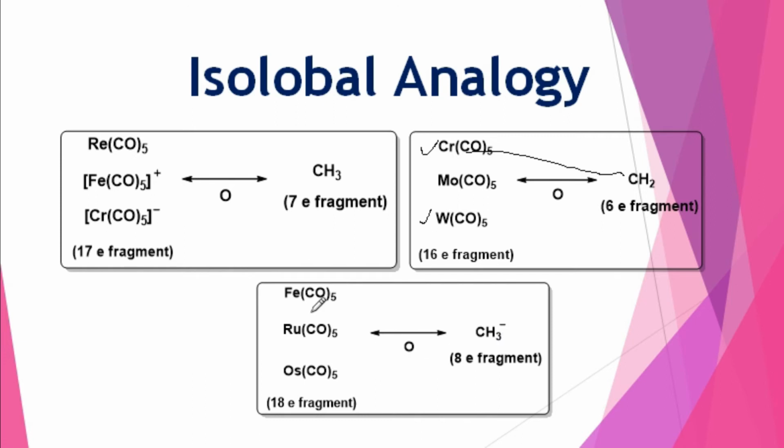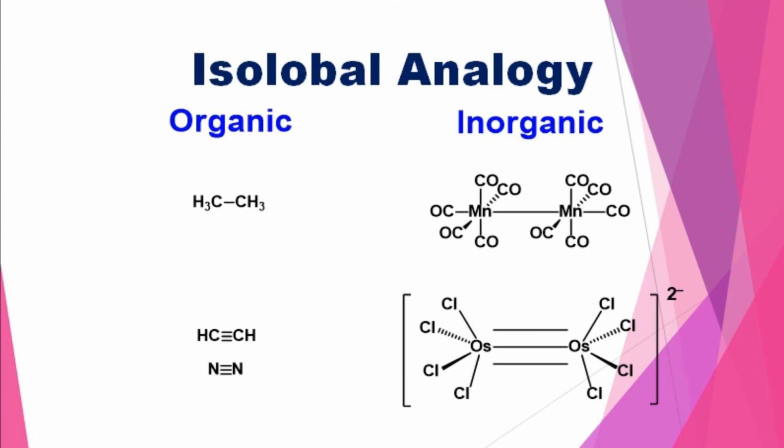So from that perspective, these two fragments are isolobal to each other. So let's move on to some more examples from this organometallic perspective. Here I am showing the structural isolobal analogy perspective. So here you can see that there is a molecule which is Mn2(CO)10 and which is isolobal to ethane.